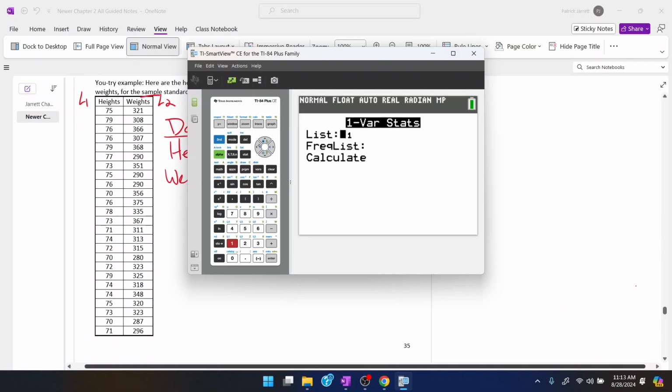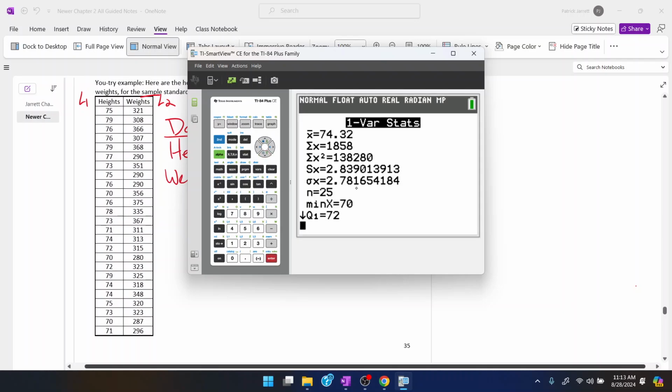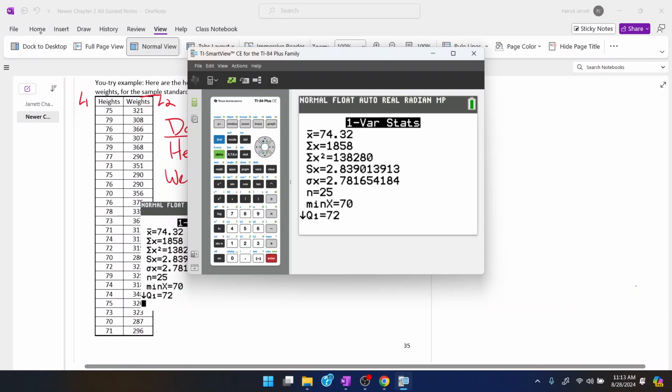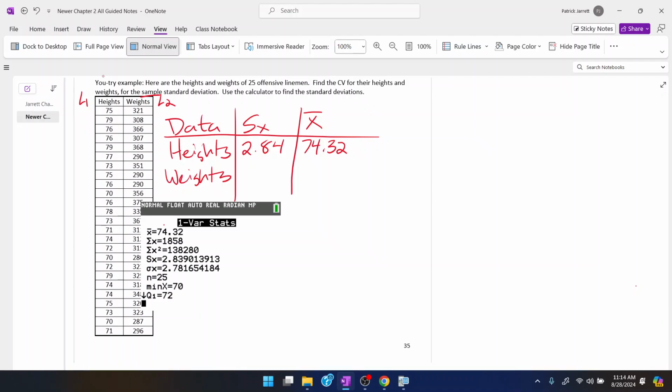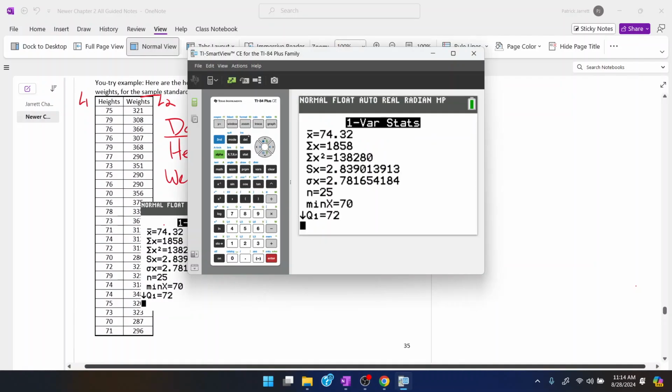I have that right here. So that's going to be 2.84, and the mean is going to be 74.32. By the way, 74 inches is how many feet and inches? 6'2", my height. Now we're going to do 1-Var Stats on the other list.